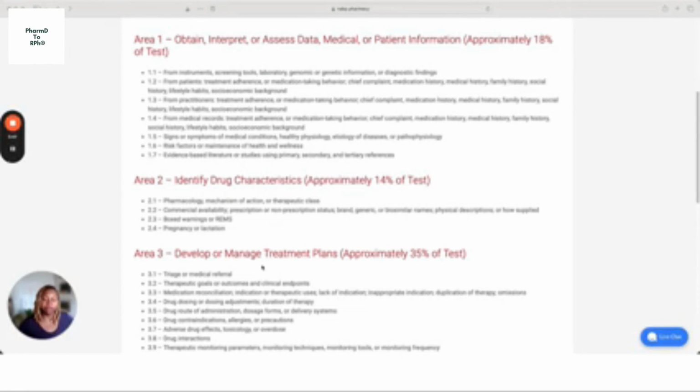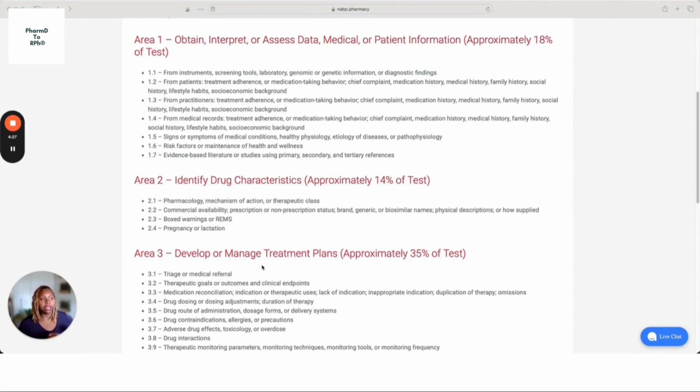Area 2 is identify drug characteristics. This is the pharmacology and the mechanism of action. It's all about the drugs themselves, including the warnings. It covers the key drug factors, from indications to side effects, mechanism of action, and pharmacology: how does it work? It also covers pregnancy and lactation: if the patient is pregnant, is the drug safe for the patient?